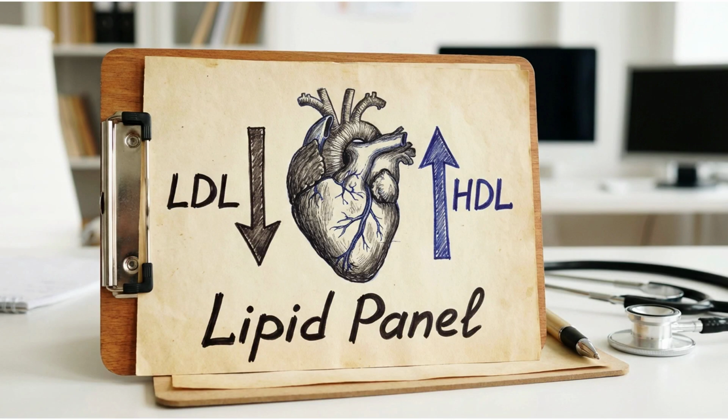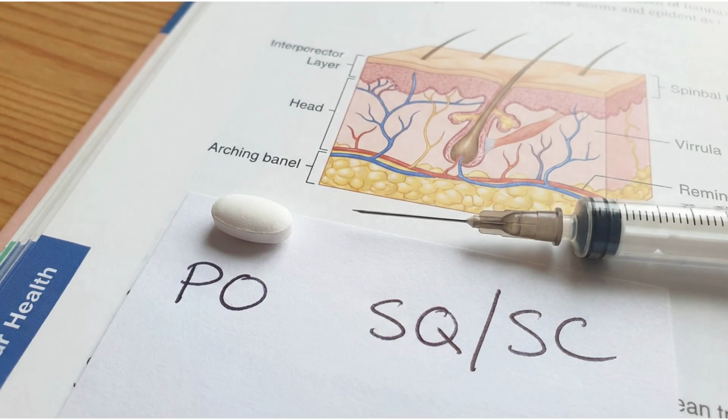Finally, a lipid panel measures various fats in the bloodstream. This includes LDL, or low-density lipoprotein, often referred to as the bad cholesterol because it is linked to heart disease. Conversely, HDL, or high-density lipoprotein, is known as the good cholesterol. Balancing these levels is a key part of managing long-term cardiovascular health and patient wellness.